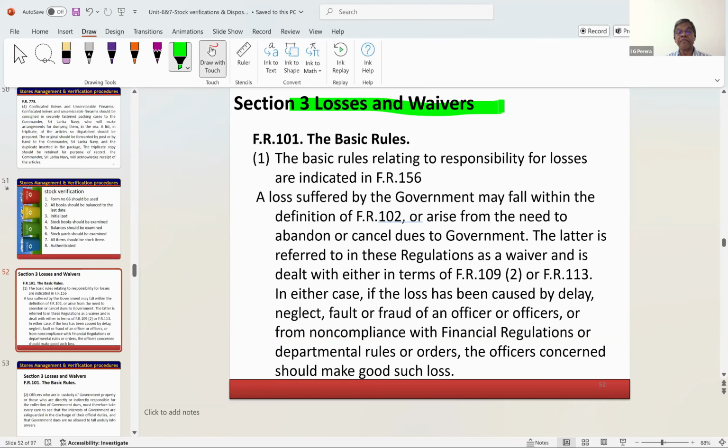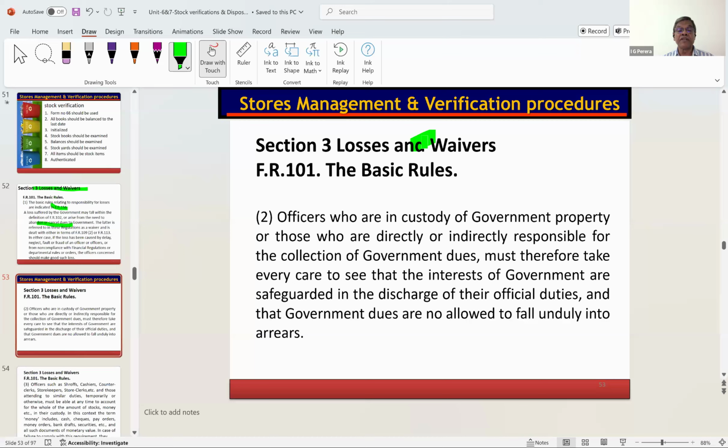Losses and waivers. The responsibility for losses is explained in 156, and how compensation should be paid is explained in 101, 102. The need to abandon or cancel due to various reasons, and losses suffered, are explained in this area. The regulations have a waiver, and it deals with the relevant forms. The financial regulations should be strictly adhered to. So 101 basically covers losses and waivers.